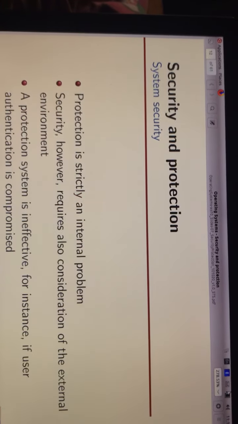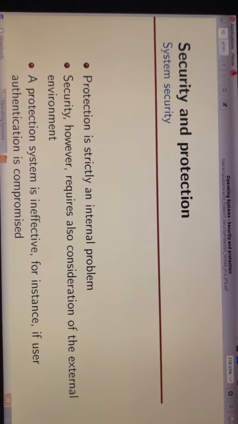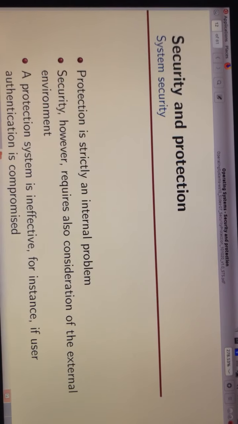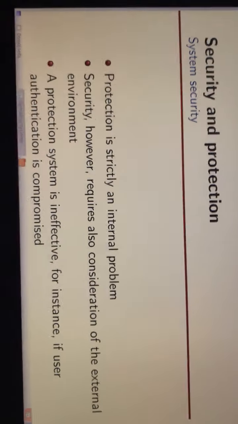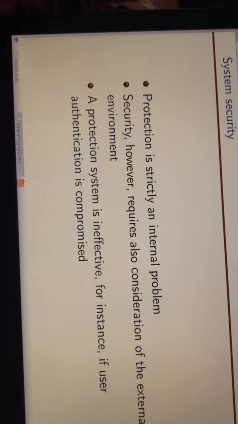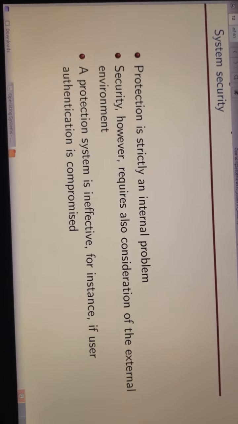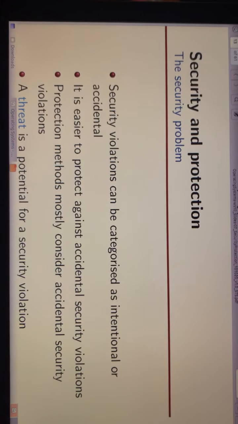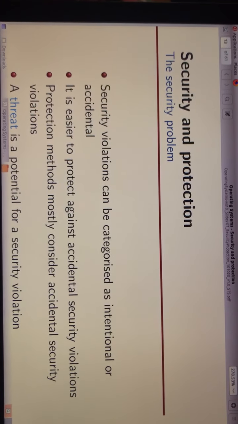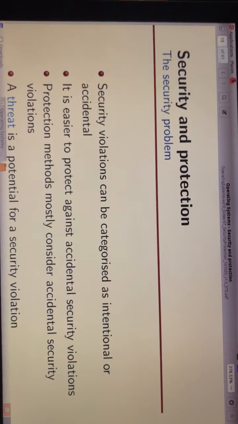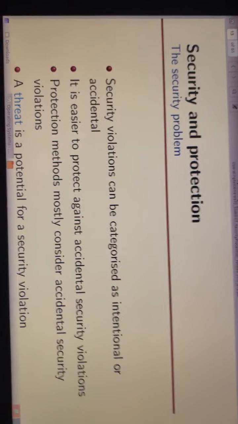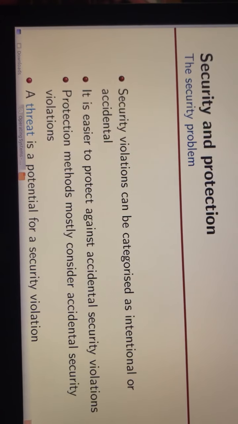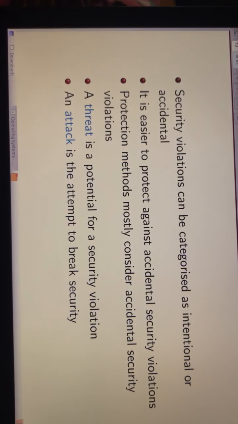And so then security and protection. Protection is strictly an internal problem. Security is also considered an external problem. A protection system is ineffective, for instance, if user authentication is compromised. Security violations can be categorized as intentional or accidental. It is easier to protect against accidental security violations. Protection methods mostly consider accidental security violations.